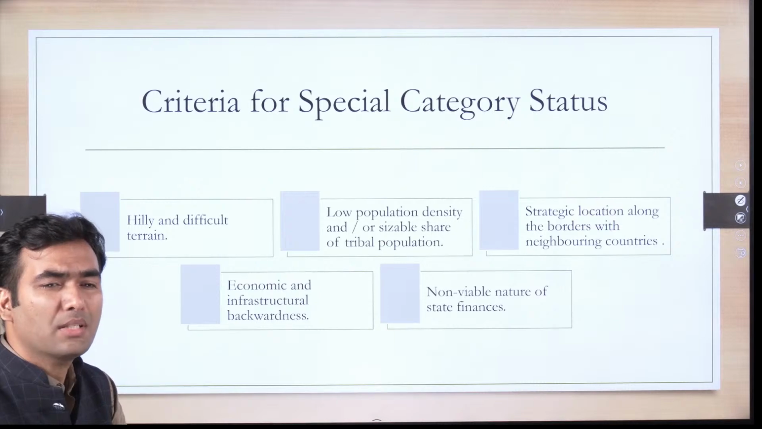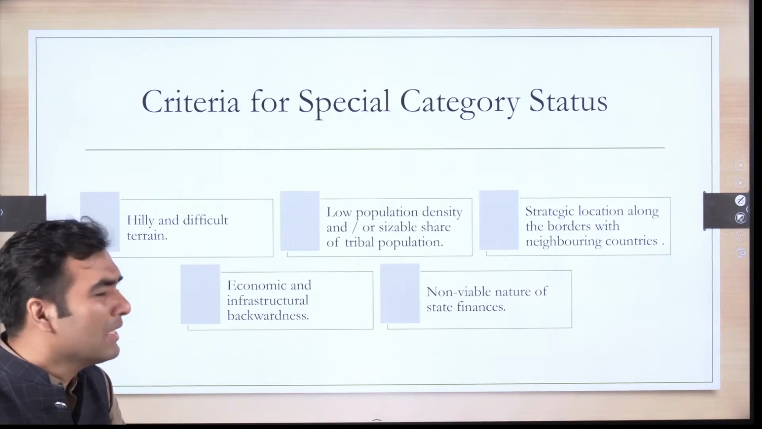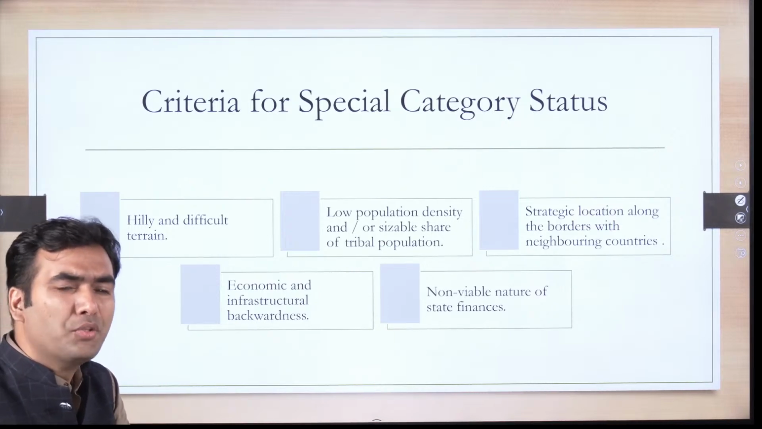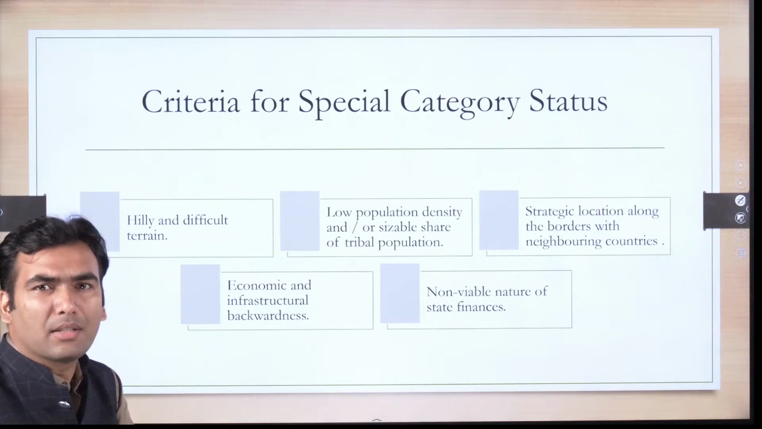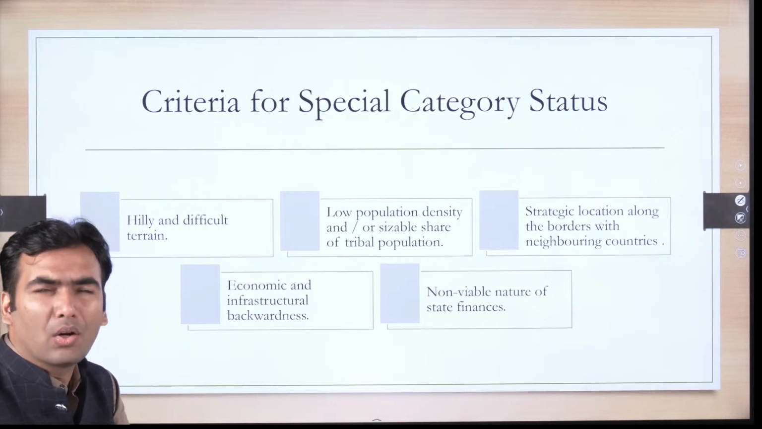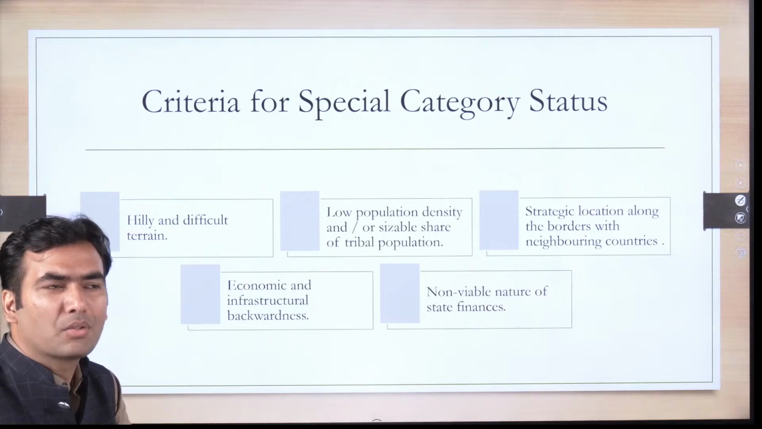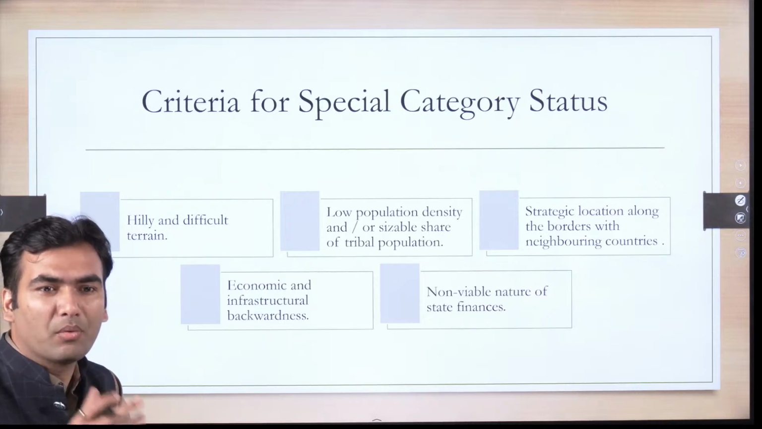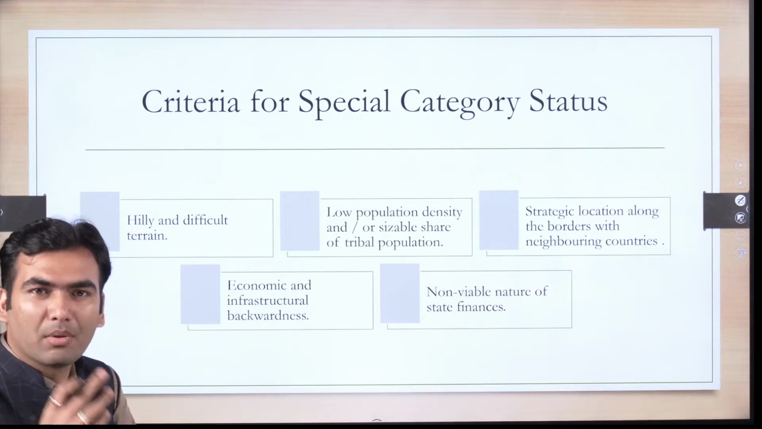Now the question must come to you: what does this difficult terrain have to do with the special category status? Suppose a particular state has a lot of mountains, etc. What's so special about it? I mean, it's good, no? People want to live there. There is a lot of tourism. We want to visit there.